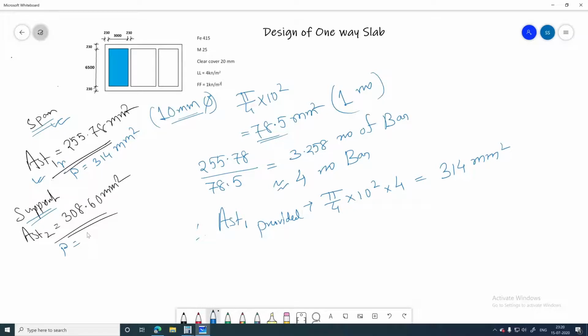Okay. So similarly, we need to determine the AST2 provided value, the same way we have done here. So I am not doing that one. You just try that, and the value that I just write is also 314 mm square. That means there I also provide this 10 mm dia bar, and the number is the same, 4, because you can see this is 308.60 and this is 314, so definitely it is safe.